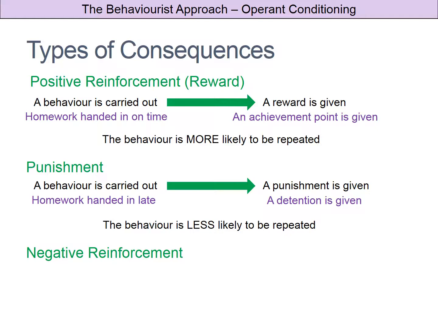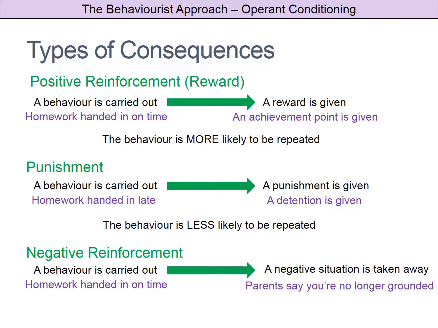Now the third type of consequence is the one that people get confused about most, and that confusion generally arises because the word negative is in there. So if we look at an example, a behaviour is carried out. So again, this is a desirable behaviour. So similar to when we use positive reinforcement, homework is being handed in on time. This is something that we want to see. And as a result of that, a negative situation is taken away. So the example I've used is that parents say you're no longer grounded.